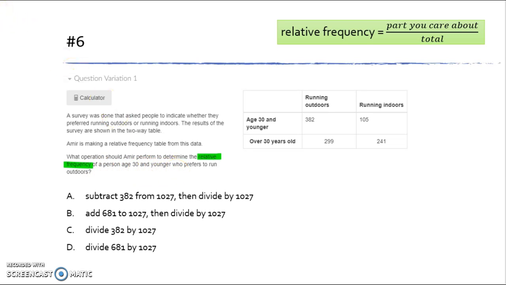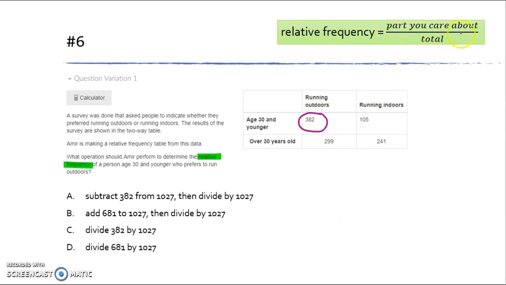So I need to go to my table and figure out exactly which number I'm looking at for that particular category of person. So people that are 30 and younger are going to be this top row, but I'm only interested in the ones that prefer to run outdoors. So that's going to be this 382.